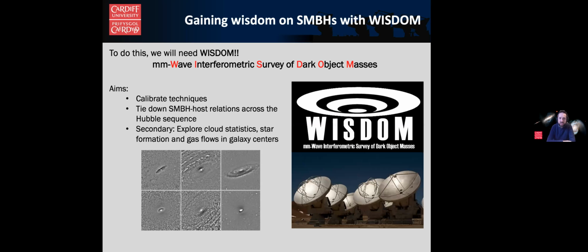So this is why we started WISDOM. It's the Millimeter-Wave Interferometric Survey of Dark Object Masses, because everyone has to have an acronym. The idea of this survey is to calibrate this technique and use it to tie down these black hole host relations across the Hubble sequence. And of course, we have beautiful data on the centers of these galaxies, so there are lots of other things you can do, and I'll highlight that at the end of this talk.